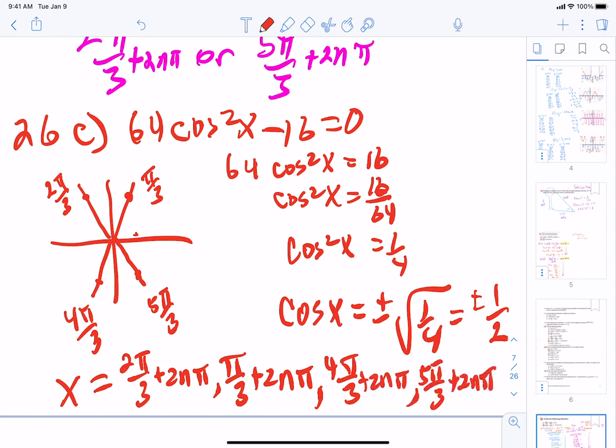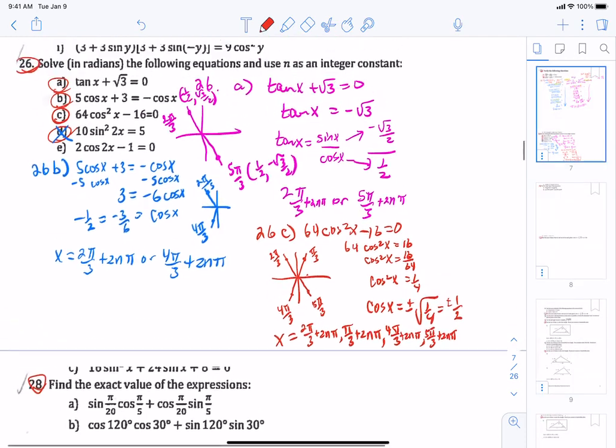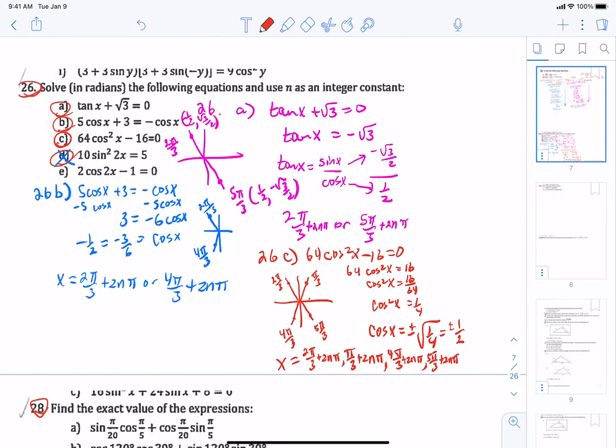Now, if it doesn't say 2n pi, if it gives you, say, the interval from 0 to 2 pi, your answers would just be pi over 3, 2 pi over 3, 4 pi over 3, 5 pi over 3. But if they mention that for any angle, you've got to add that plus 2n pi on to make it work. So that is some of your trig equations. Okay, so there's 26.